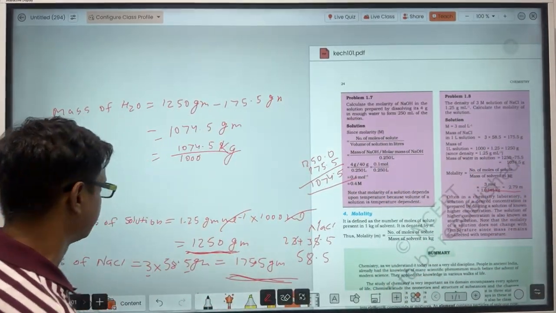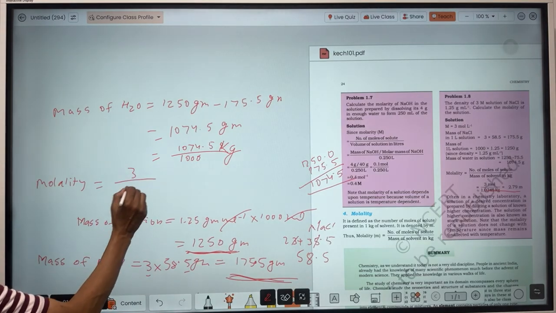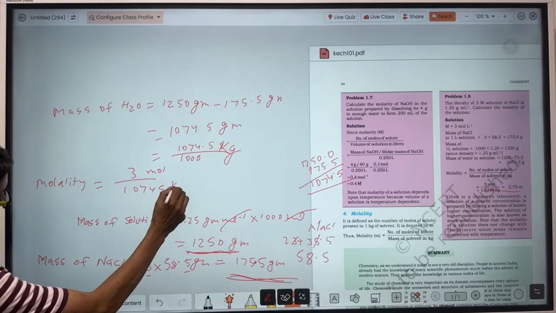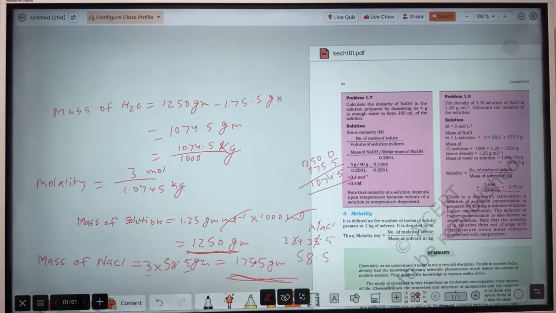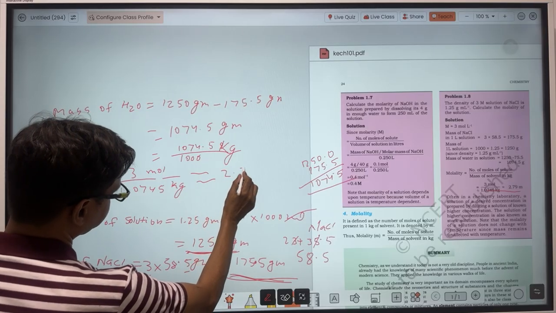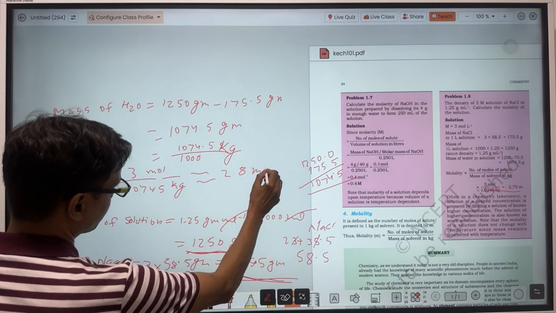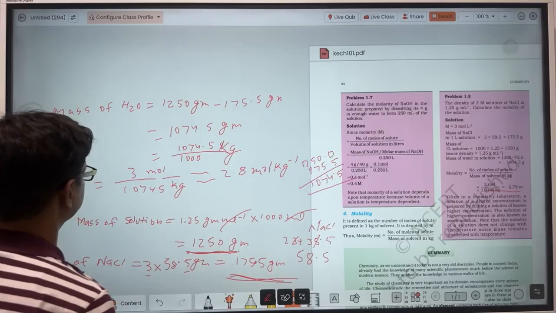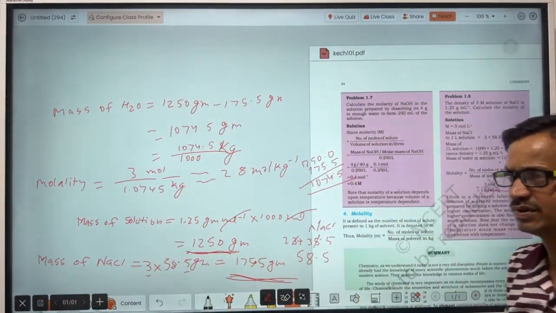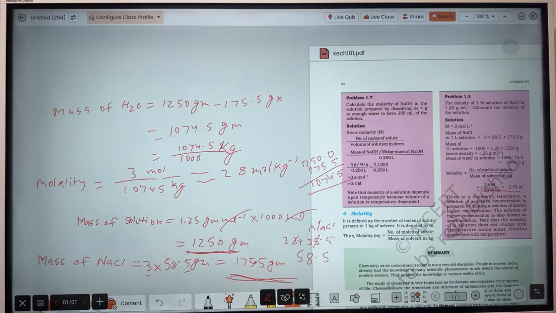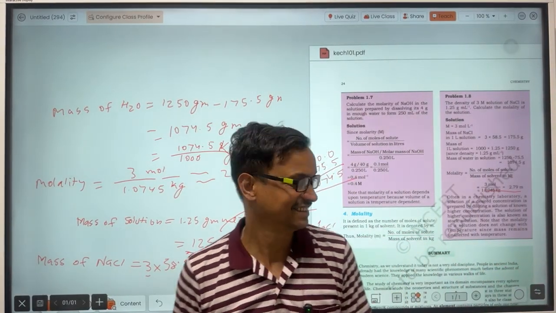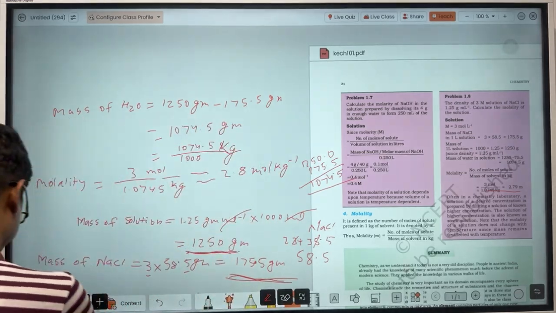So that will be equal to 3 upon, so that will become nearly about 2.8, that much mole per kg. So molality of the solution will be nearly about 2.8 mole per kg. Okay guys, clear? Now let's see.